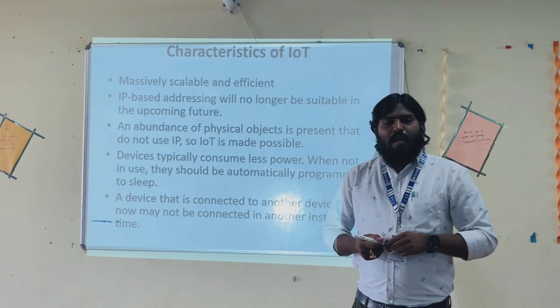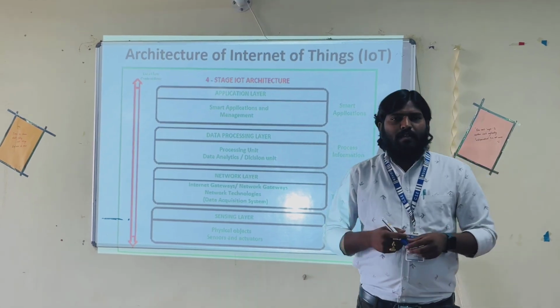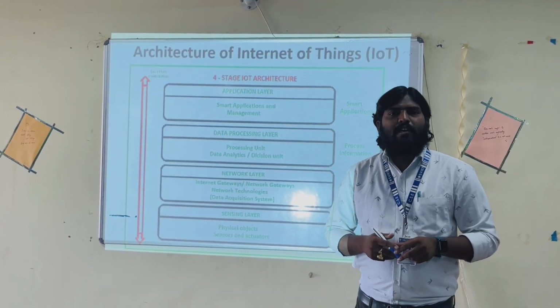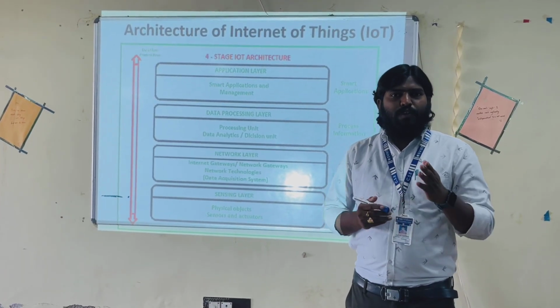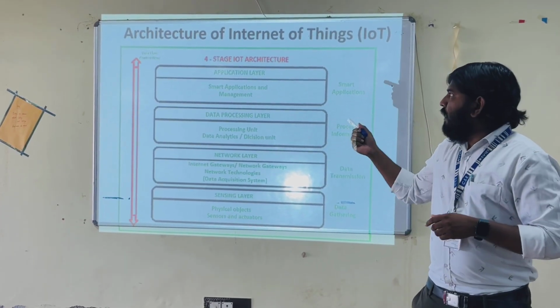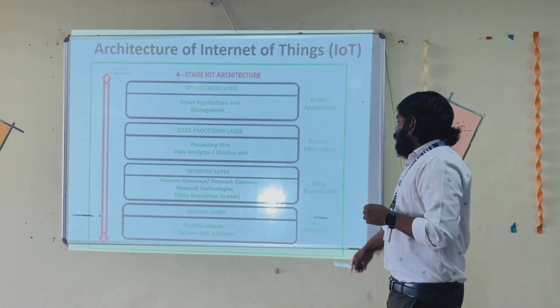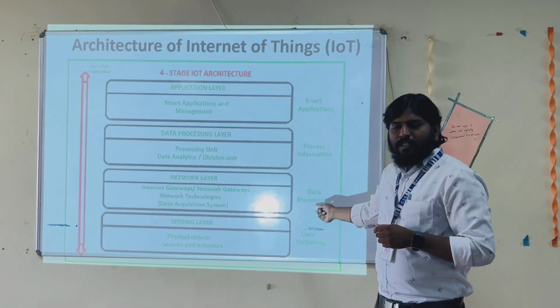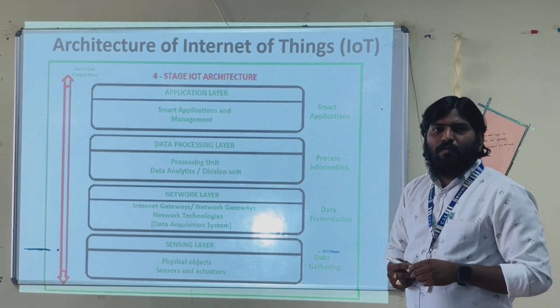Okay, so coming to the general architecture of IoT, we don't have any single static architecture available, but based on your requirements you need to satisfy at least a minimum of 4 stages, right? So here you can find the 4-stage IoT architecture: data gathering, then data transmission, then processing information, and then smart applications, which is the topmost layer.